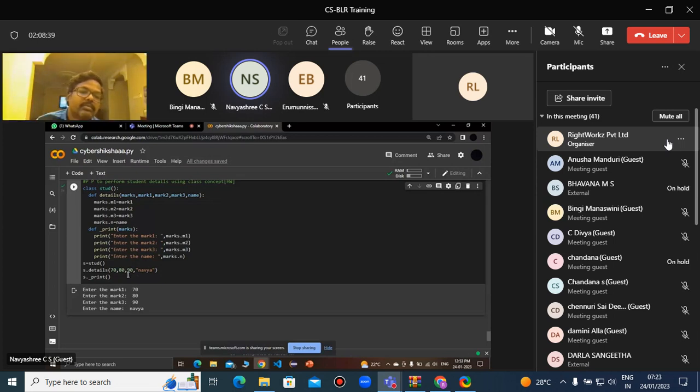Marks.mn is going to get the value which we have given here, that is 70, and for marks 2 it is 80, and for marks 3 it is 90, and the student name will get printed as Navya. These are the details which we have given using that student object, that is yes.